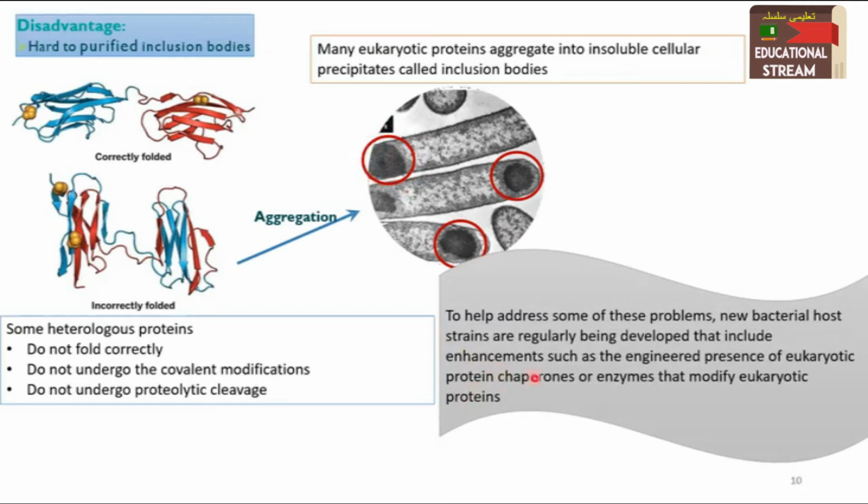To address some of these problems, new bacterial host strains are regularly developed that include enhancements, such as engineered strains containing eukaryotic chaperone proteins or enzymes, and these chaperone proteins are involved in modifying the eukaryotic proteins. For instance, they are involved in correctly folding the proteins.